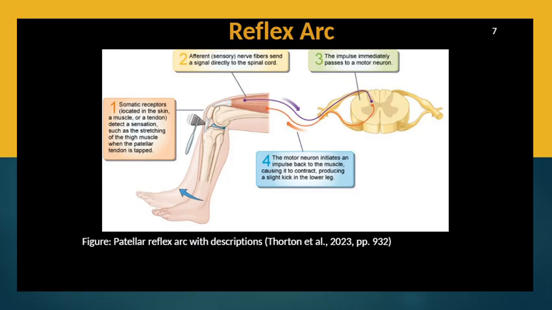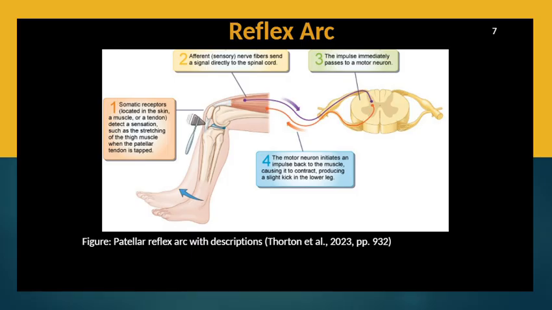Next, that impulse travels along afferent or sensory nerve fibers directly into the spinal cord. Sensory neurons always carry information toward the central nervous system. Once the impulse reaches the spinal cord, it does not need to travel all the way to the brain. Instead, it immediately passes to a motor neuron through an interneuron, or in very simple reflexes like this one, sometimes directly synapses with the motor neuron.